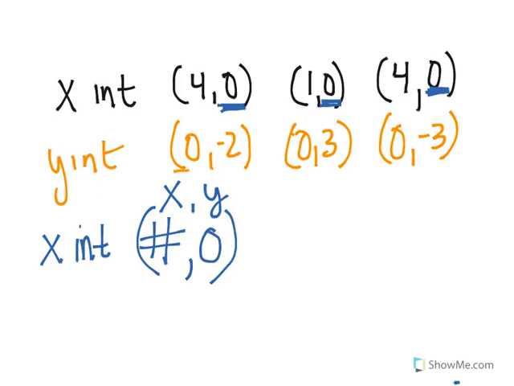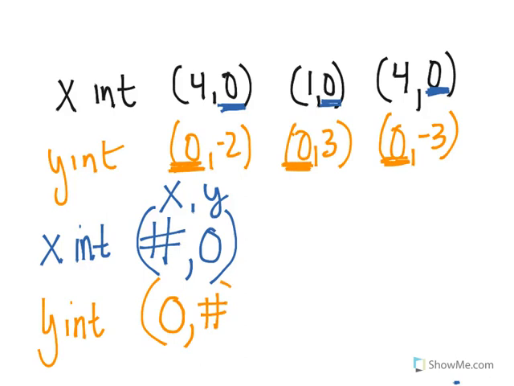The y-intercepts, what do you notice about them? That on all of the y-intercepts, the x is 0. So on the y-intercept, it's the x that's going to have a 0, and the y is going to have a number. It's always going to be true that way for x and y intercepts. So that's going to help us do the next couple questions.